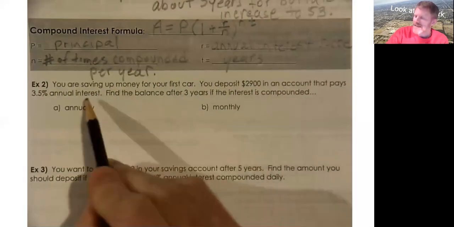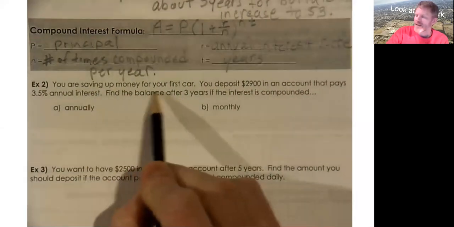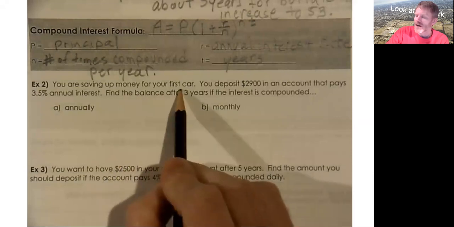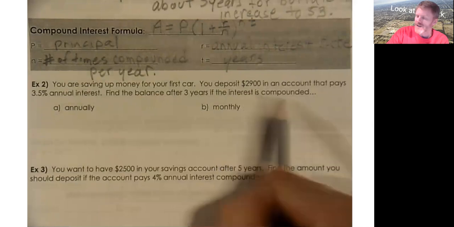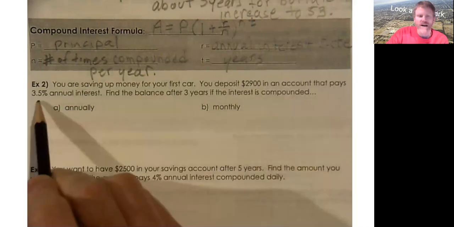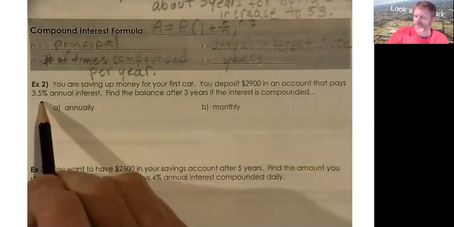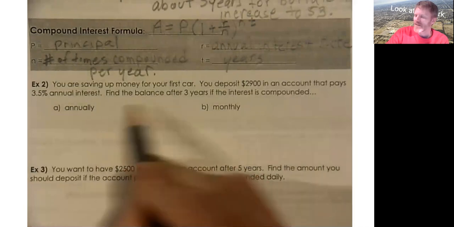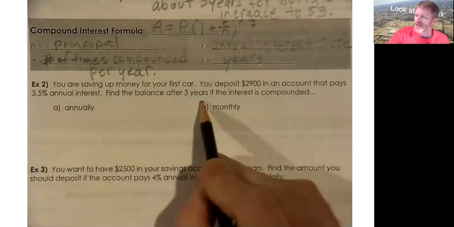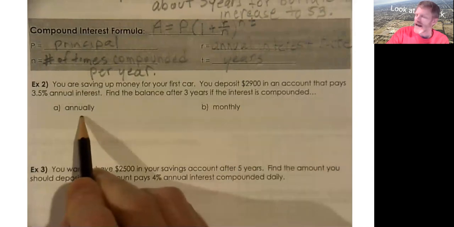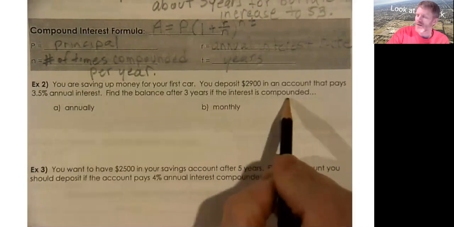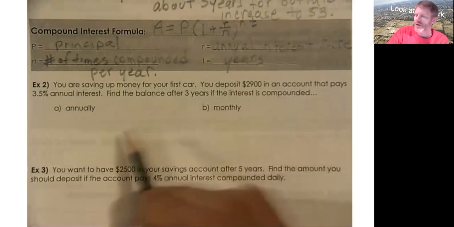So we're going to have a savings account, and we're saving money for our first car. You're going to deposit $2,900 into your account, and your account pays 3.5%. Find the balance after 3 years if the interest is compounded annually and if the interest is compounded monthly. So 2 different questions.